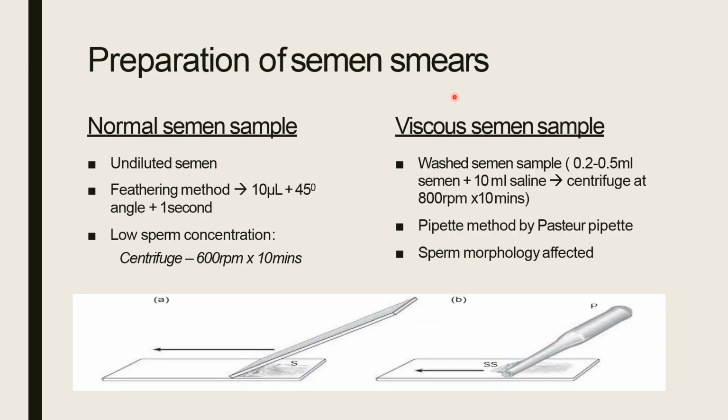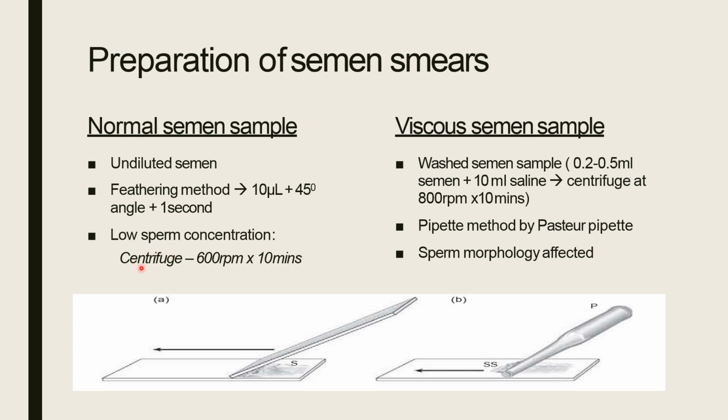In order to determine sperm morphology, we have to prepare a semen smear on a glass slide. We have to take a semen sample. If it is normal, then we don't have to dilute it. We take 10 microliters on a point on a glass slide at one corner, and then take another glass slide and, making a 45-degree angle, drag it toward the other corner of the slide in order to make a continuous, homogeneous smear.